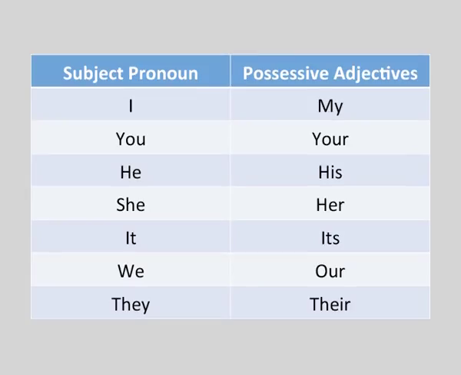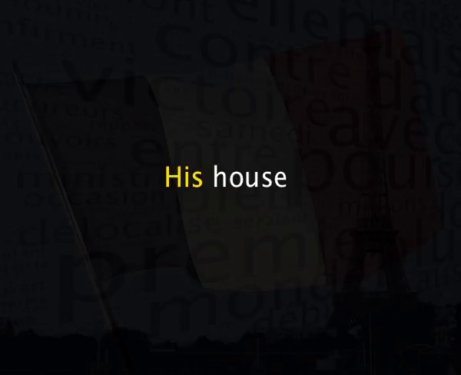In English, there are 7 possessive adjectives, each associated with a subject pronoun: my, your, his, her, its, our, and their. These 7 possessive adjectives always agree with the possessor. I'll illustrate this point with examples. When talking about my brother's house, I refer to the house as his house because the one who is in possession of the house is my brother.